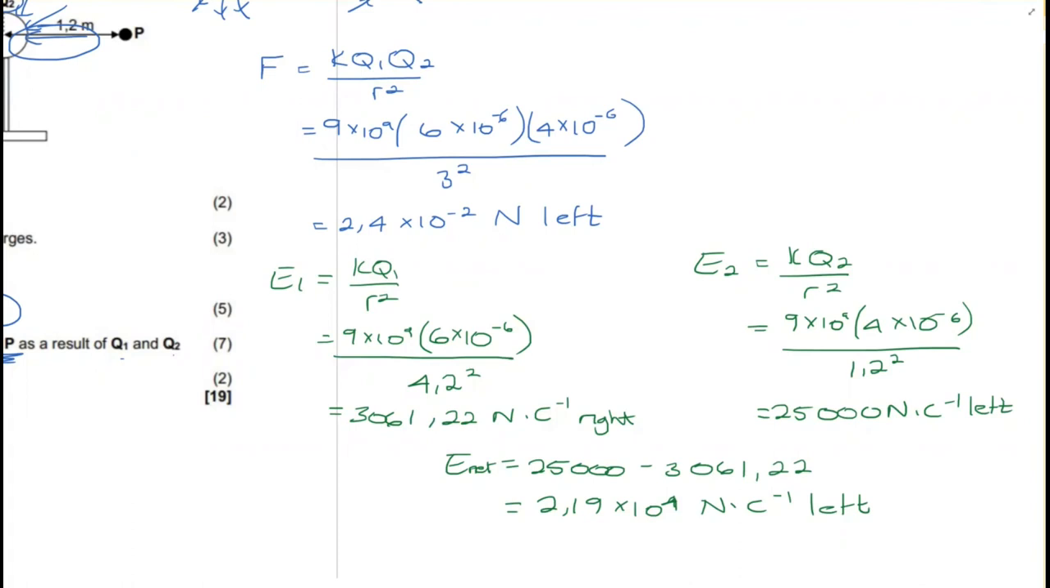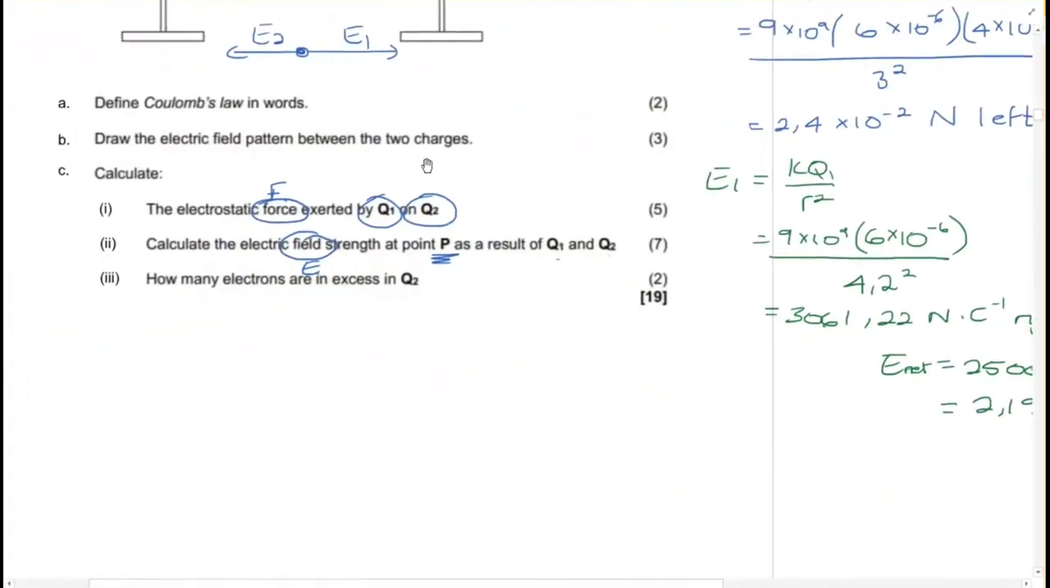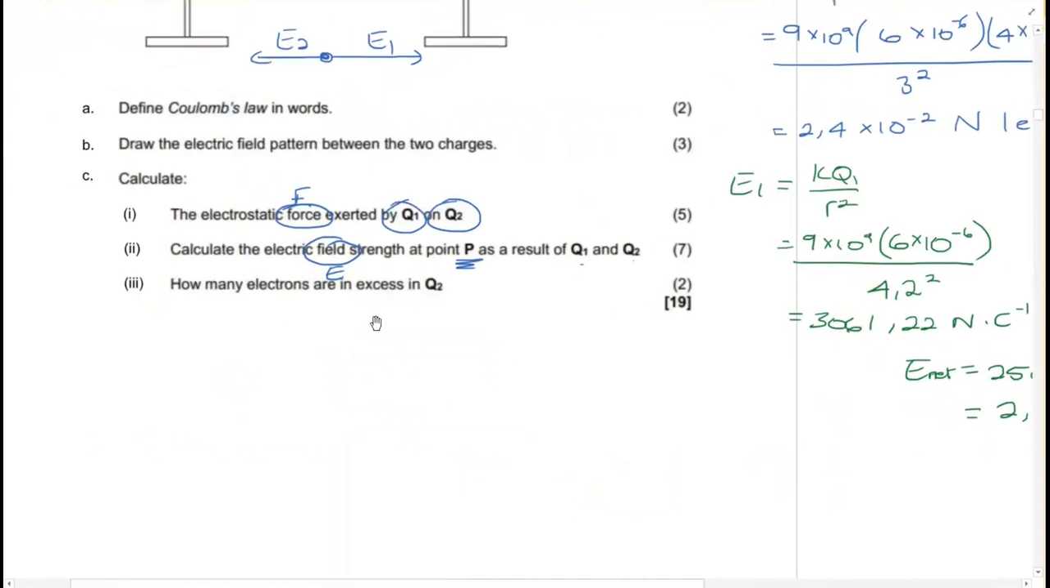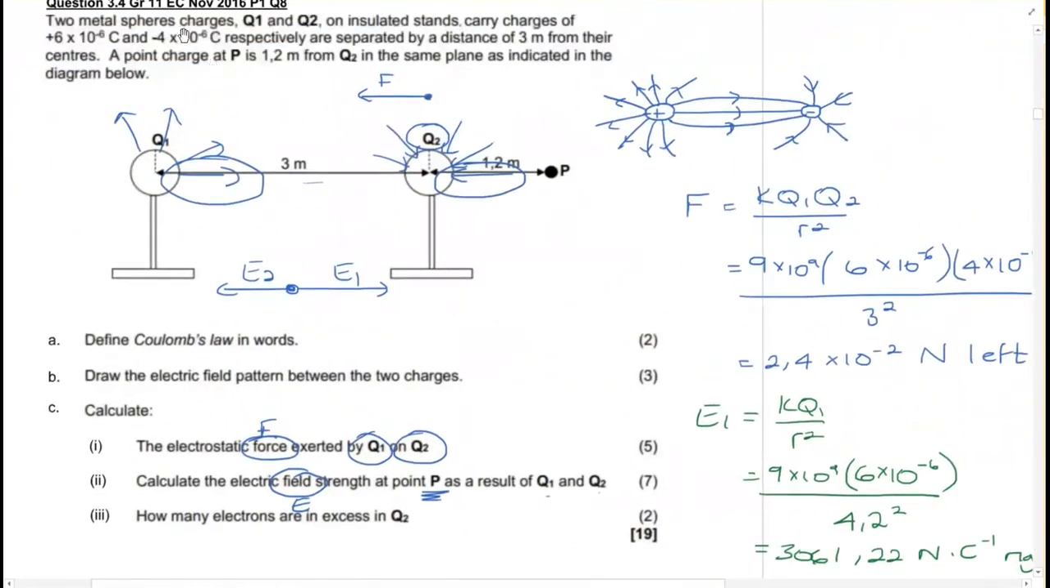Awesome, guys. All right, let's carry on. You're doing well, hey? We're actually flying through these questions. You guys are doing really well. How many electrons are in excess in Q2? Now, Q2 has a charge of -4 times 10 to the -6 coulombs.